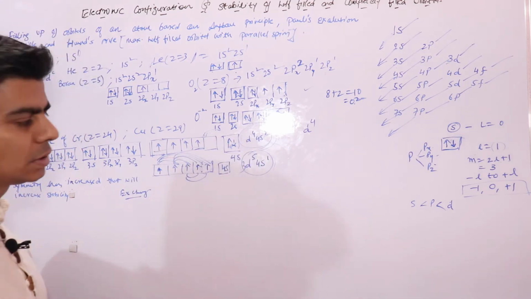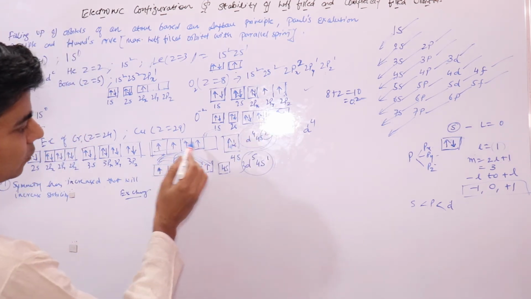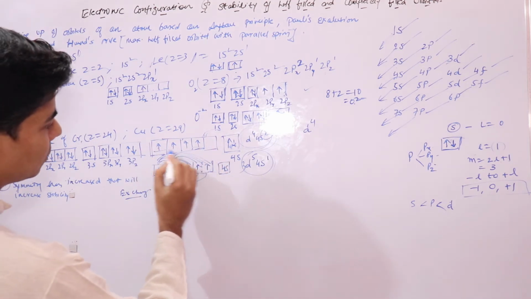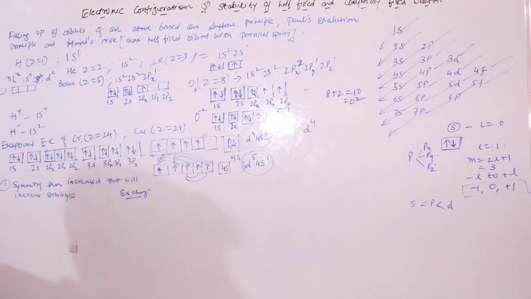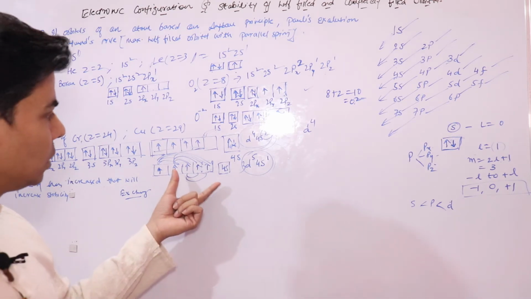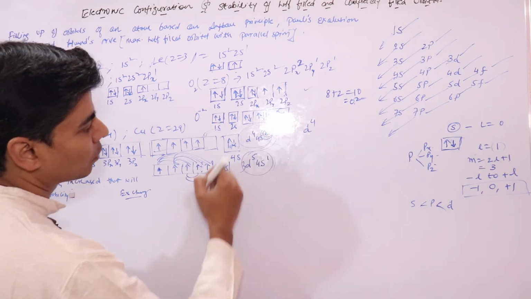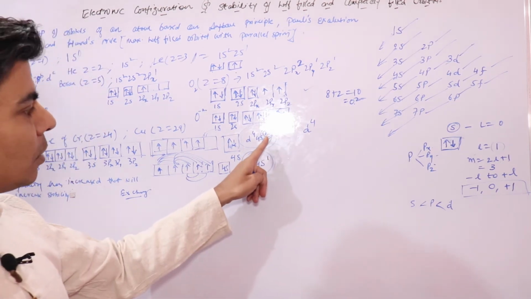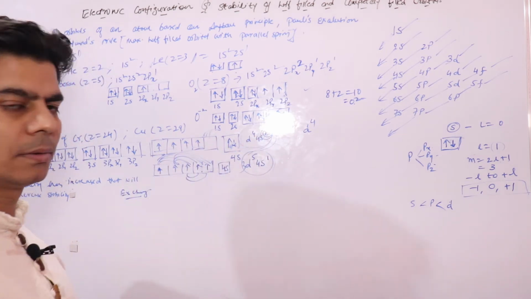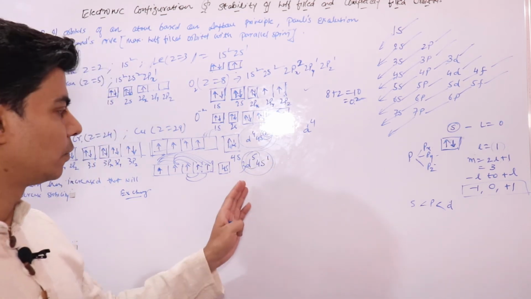In the usual configuration, this s orbital has 2 electrons, and there are 4 electrons in the d subshell, in these d orbitals. So what we did to achieve stability is, one electron from the s orbital shifted to this d orbital, to form the d5 4s1 electronic configuration.